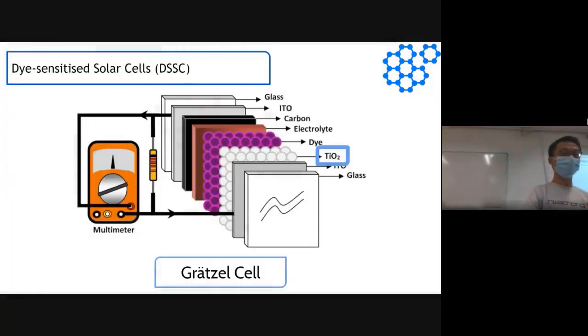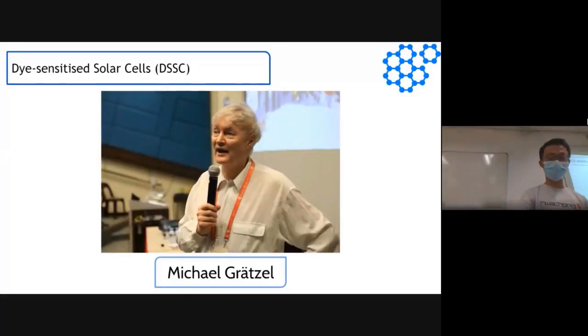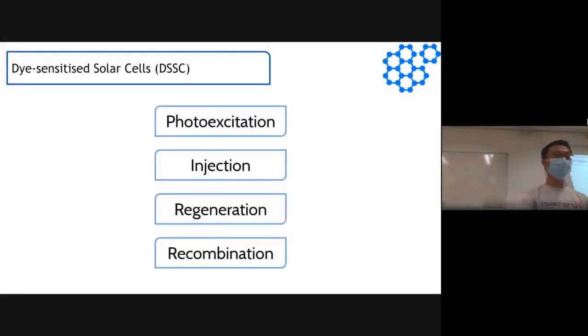So now we're moving on to dye sensitized solar cells, which are also called the Gratzel cell. The three important things to take, which I'll be discussing here, will be the electrolyte, the dye, and the titanium dioxide nanoparticles. And this Gratzel cell was discovered by someone called Michael Gratzel. In the dye sensitized solar cell, there are mainly four steps, which are photoexcitation, injection, regeneration, and recombination.